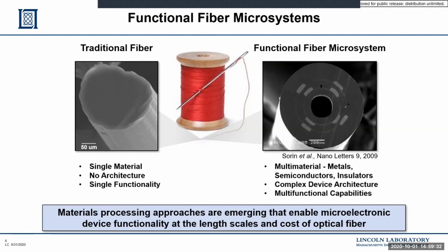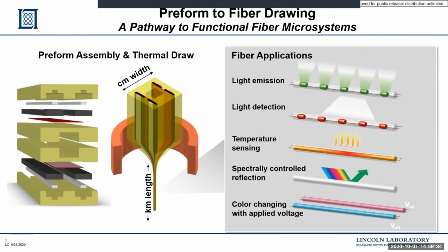In the next slide, the way that we make these is through a process called preform to fiber drawing. This borrows heavily from the telecom industry and how they make optical fibers. The idea is that we start with what we like to call a preform, which is essentially all of the components, materials, and architecture that we intend for the final fiber, but assembled at the macroscopic scale. This preform then gets heated in a furnace, and as the material starts to heat and flow, we can pull it down into the micro scale. So that's the image in the center here.